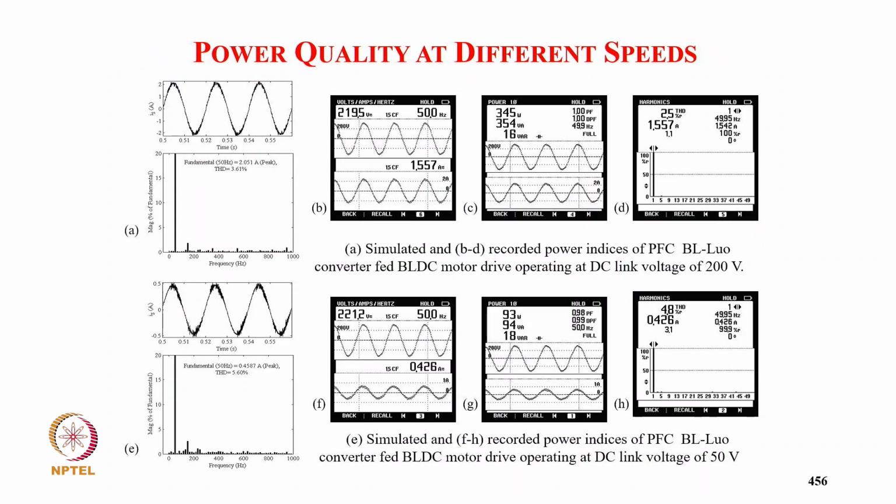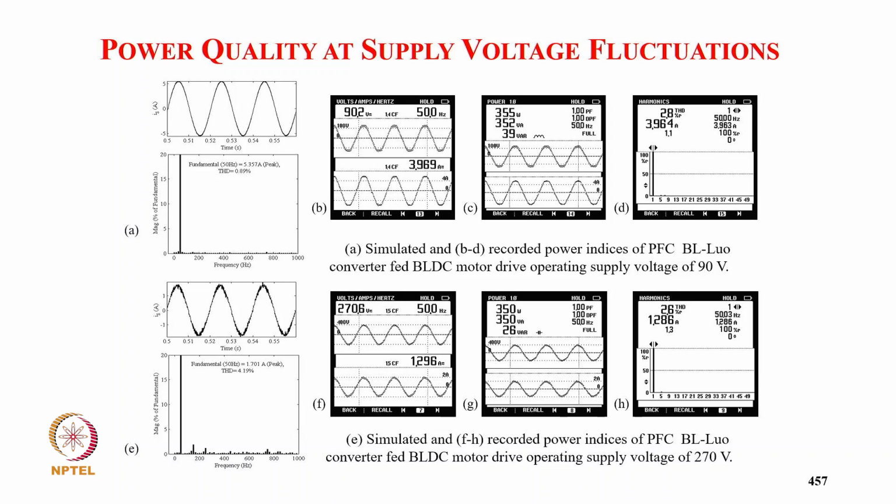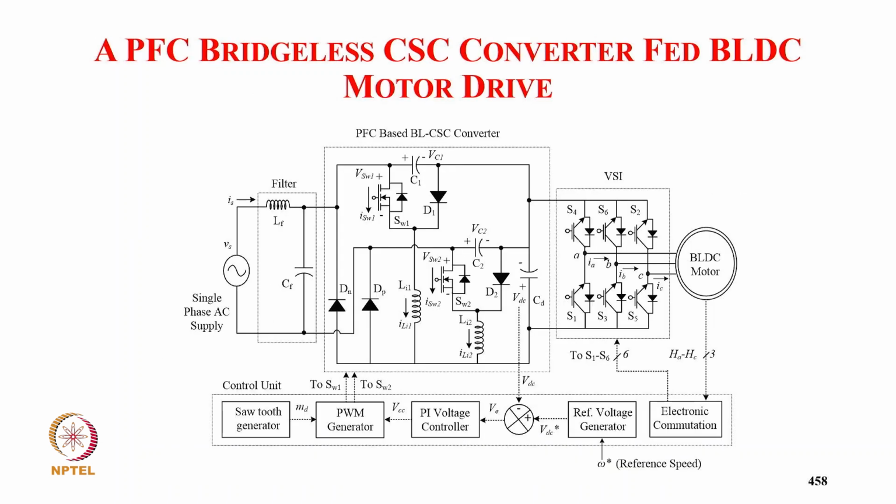For the power quality performance at 220 volt, we get a supply current THD of 2.5% with unity power factor, and at light load of 93 watt, we get 4.8% THD with 0.98 power factor. At 90 volt, we get 2.8% THD of supply current with unity power factor. And at 270 volt supply voltage at full load, we get 2.6% THD with unity power factor.